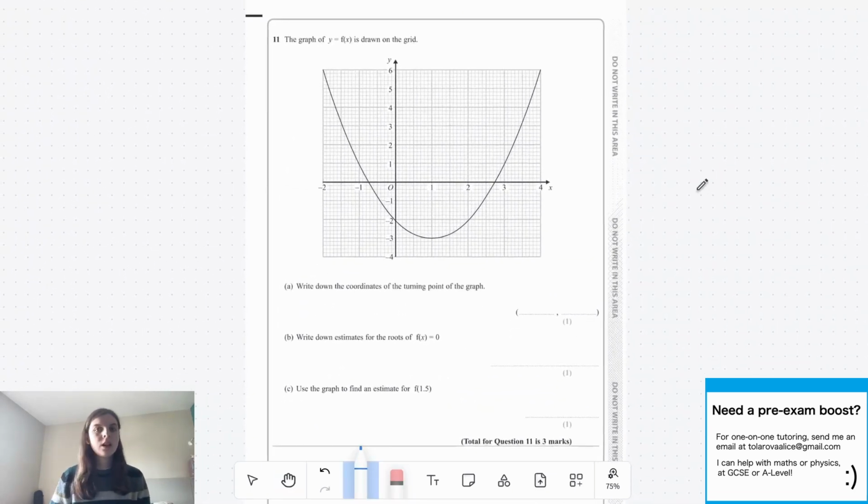Okay, question 11. The graph of y equals f of x is drawn on the grid. Write down the coordinates of the turning point of the graph. So that's where this is the flattest. So let's just draw this line across. It's at 1, minus 3.